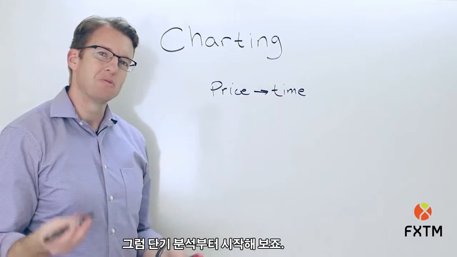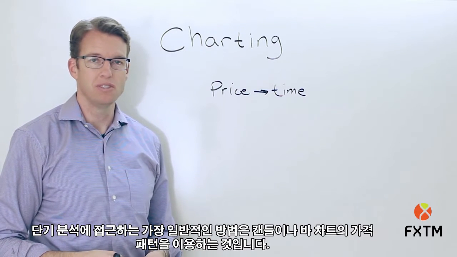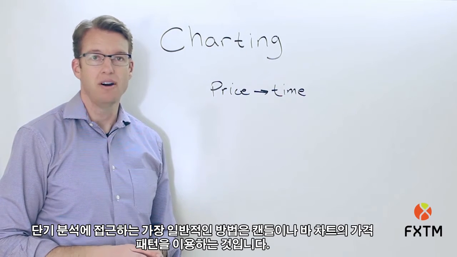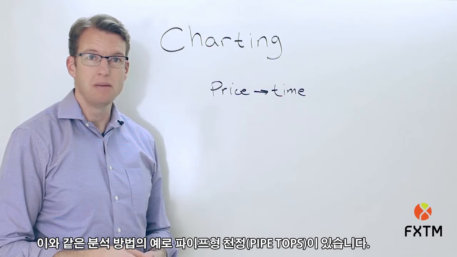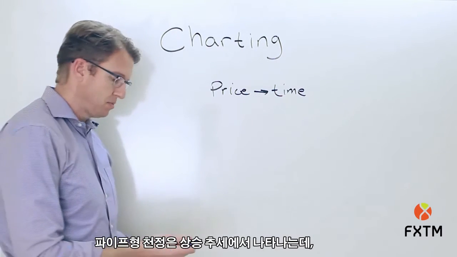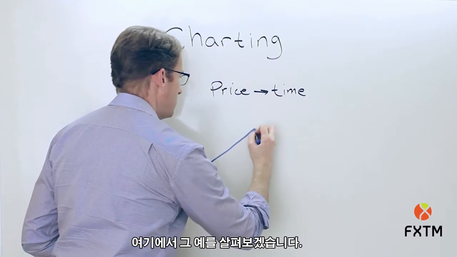Now, why don't we start with some short-term techniques? And when we think about short-term techniques, a very common way to approach this is with price patterns that are based on candlesticks or bars. An example of a technique like this would be pipe tops. So a pipe top appears when the market has been trending higher. We'll look at an example of this here in just a second.